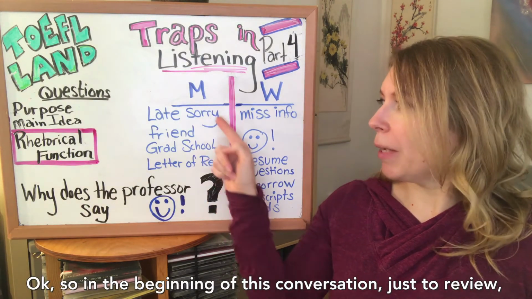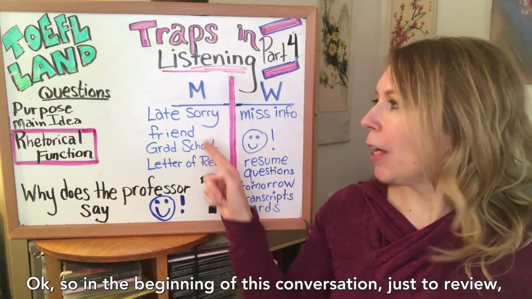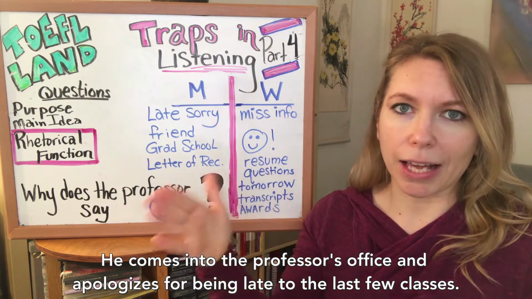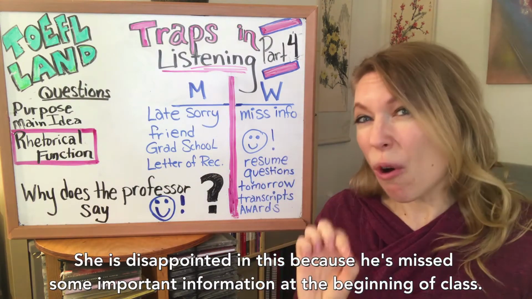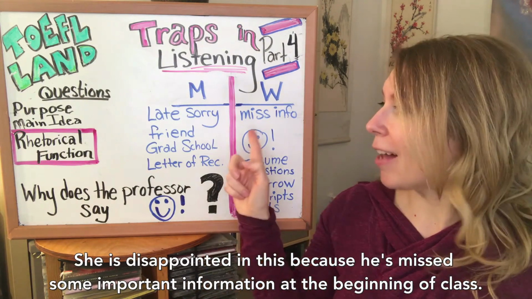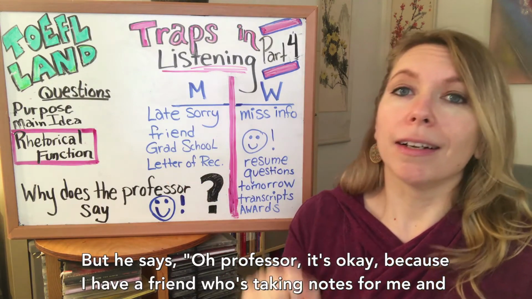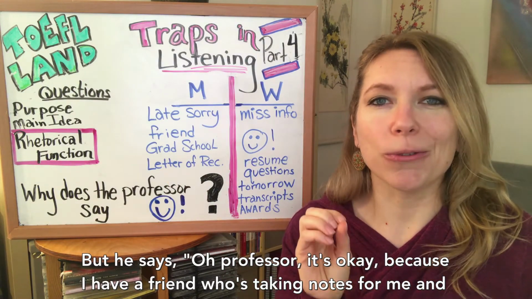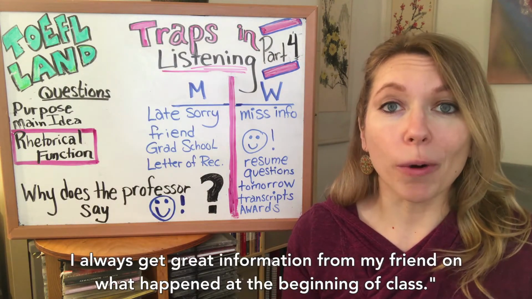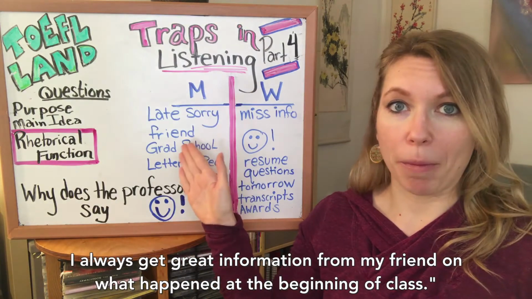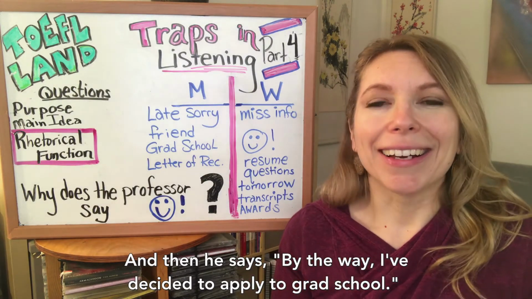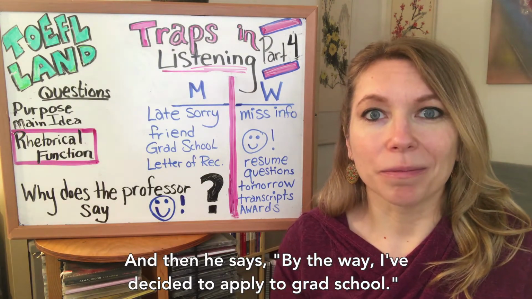Okay, so in the beginning of this conversation, just to review, he comes into the professor's office and apologizes for being late to the last few classes. She is disappointed in this because he's missed some important information at the beginning of class. But he says, "Oh, professor, it's okay because I have a friend who's taking notes for me, and I'm not missing any of the information. I always get great information from my friend on what happened at the beginning of class." And then he says, "By the way, I've decided to apply to grad school."